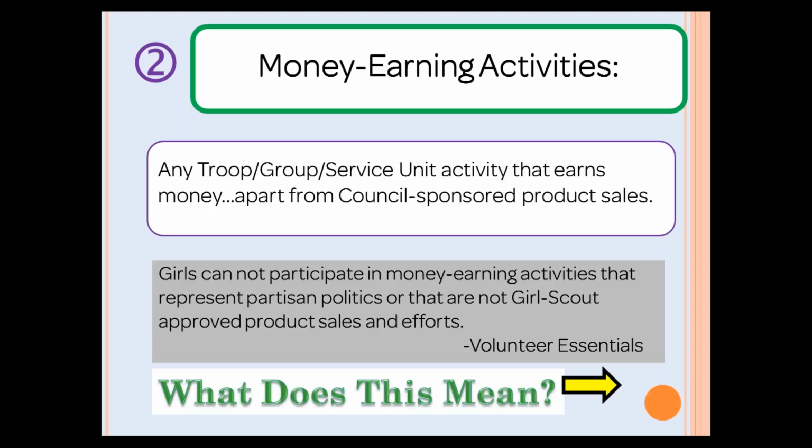Now, one of our rules in our policy manual is that troops may not conduct any money earning project other than the council product sales unless it is to support planned special projects such as an extended trip, community service project, etc. Troops must participate in fall product and cookie sale programs to be considered for any other money earning project and must receive approval from council beforehand.